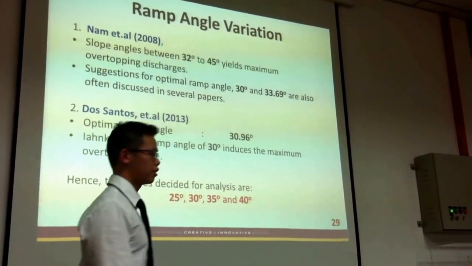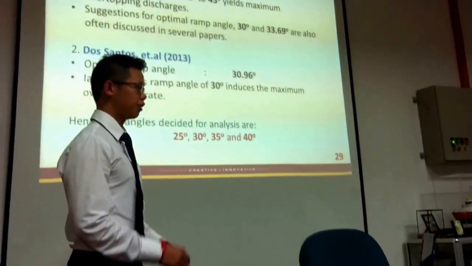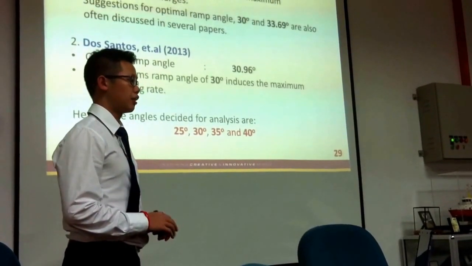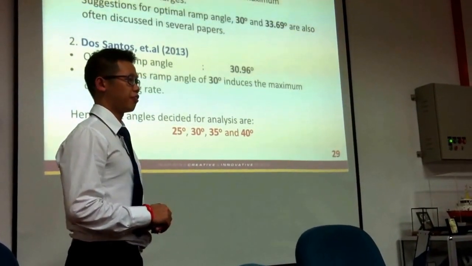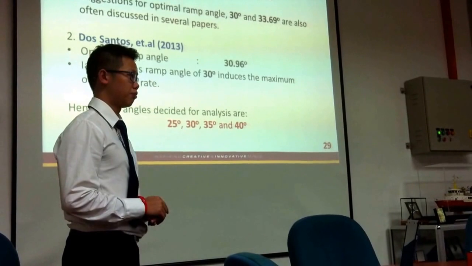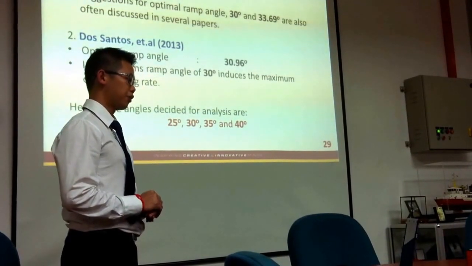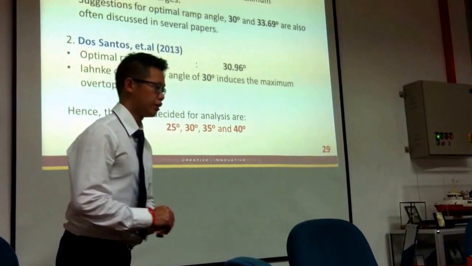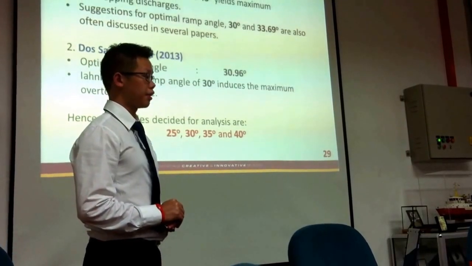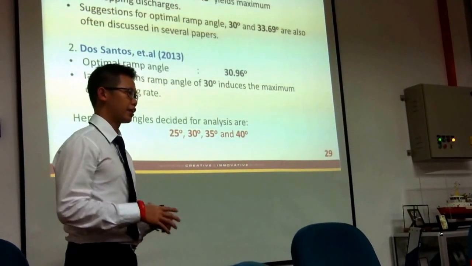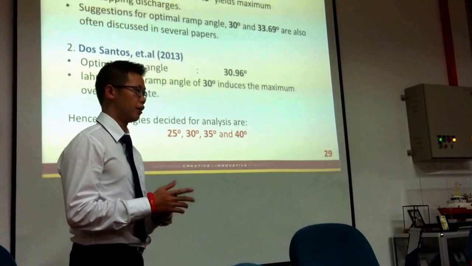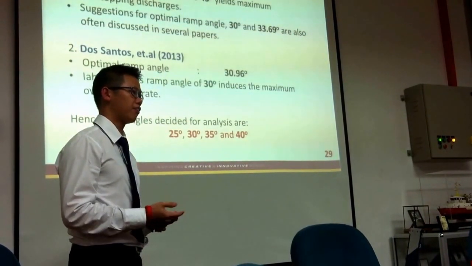So for the ramp angle variation, according to Num 2008, the slope angles lie between 32 and 45 degrees to yield maximum overtopping rate. And according to Dos Santos 2013, the optimum ramp angle is 30.96 degrees. Hence, the angles I've chosen for my thesis are 25, 30, 35, and 40 degrees.